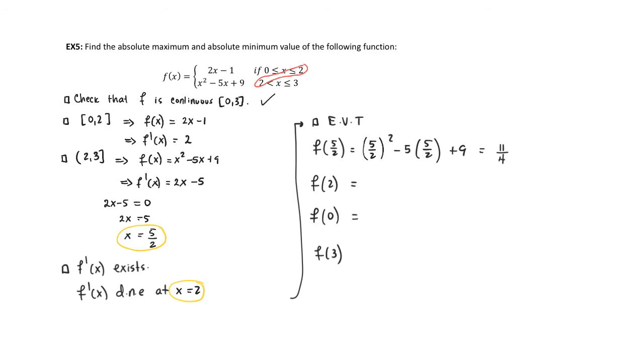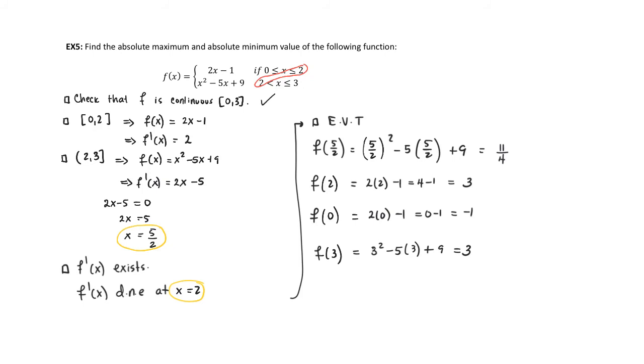Then we're going to go ahead and do the same thing with f of 2. When x is equal to 2, we are dealing with the first piece of the function. So then that's going to be 2 times 2 minus 1. That will give us 4 minus 1, which is going to be equal to 3. Now, f of 0. 0 happens to be again in the first part of the function. So then 2 times 0 minus 1 will be equal to 0 minus 1, negative 1. And then we need f of 3. 3 is on the second part of the function, on the quadratic. So then 3 squared minus 5 times 3 plus 9, that will give me nicely 3.